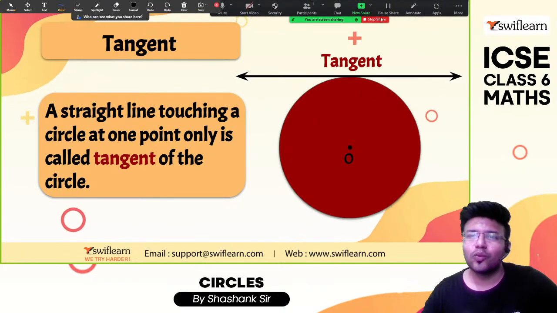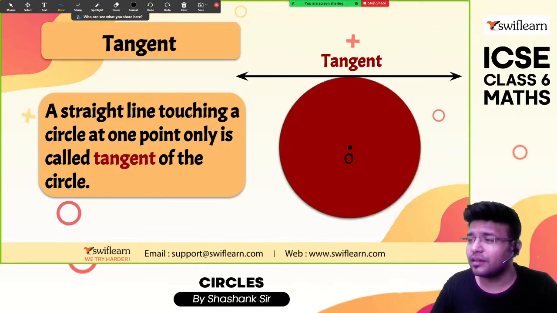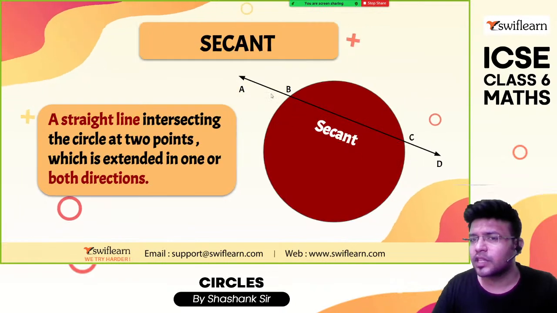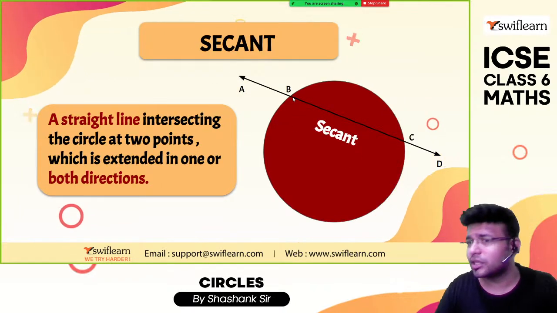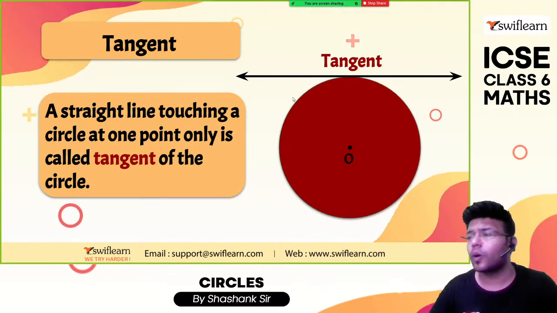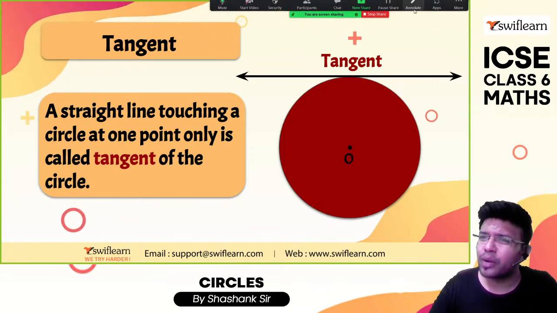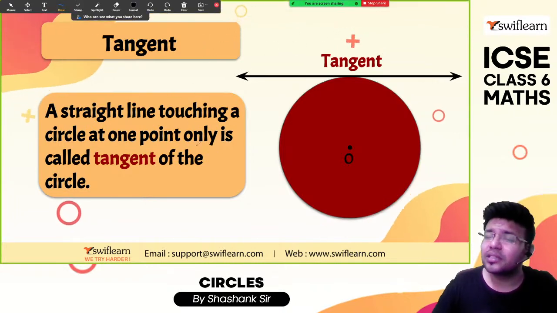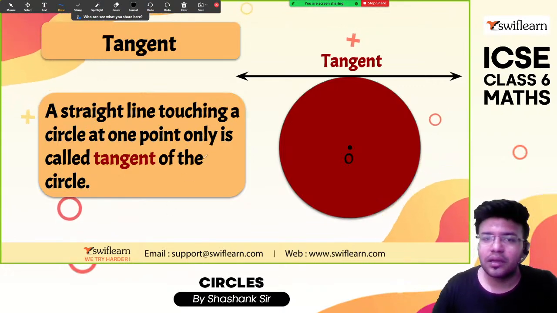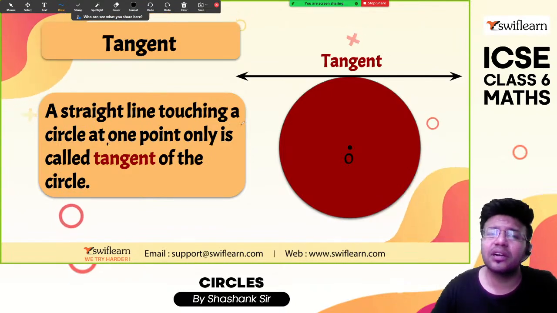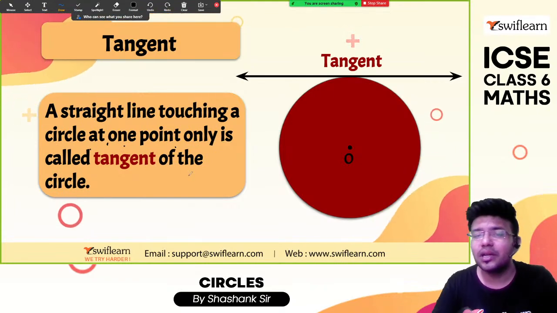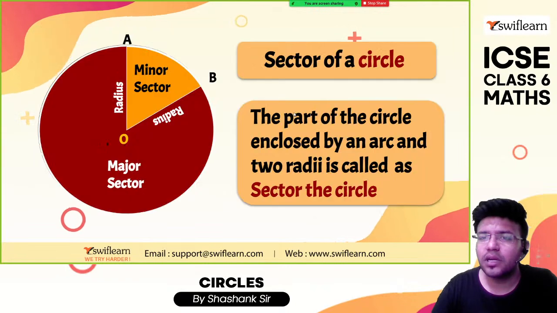Yes. What about a tangent? A secant is touching two points on a circle. What about the tangent? A tangent is touching one and only one point on the circle. A line segment which touches or intersects only one point on a circle is known as a tangent. A straight line touching a circle at one point only is called a tangent to the circle.